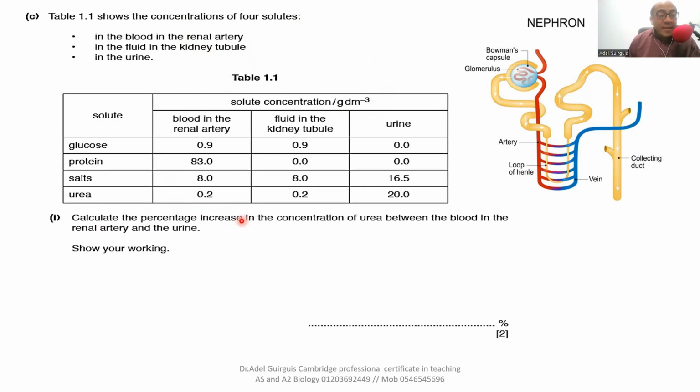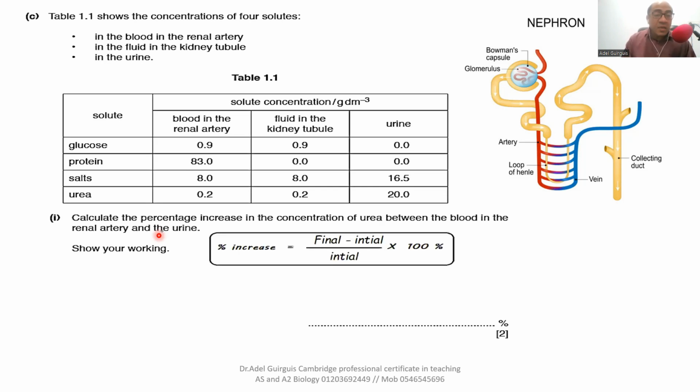Look, calculate the percentage increase. He asks now about the percentage increase in the concentration of urea, a waste, between the blood in the renal artery and the urine. Show your working. For percentage increase, we have to remind ourselves of this good formula: percentage increase equals final minus initial reading, divided by initial, times 100, to give a percentage. Okay, look please.